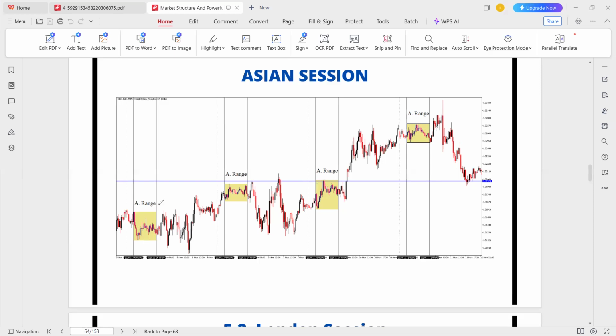So if you are a day trader, I will advise you to have period separators on your charts so that you can separate the days. It's much easier to read the price action during 24 hours if you've got your period separators on your charts.